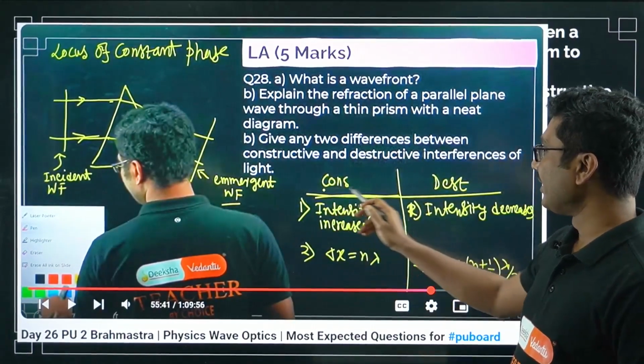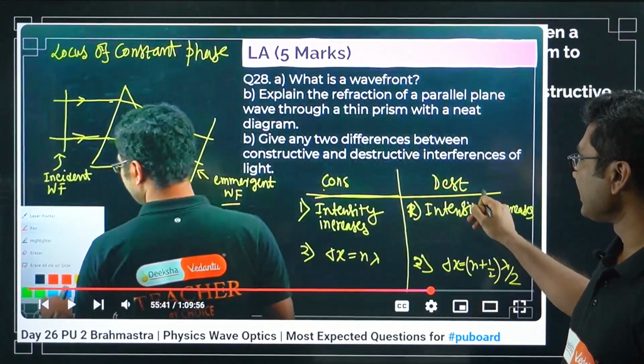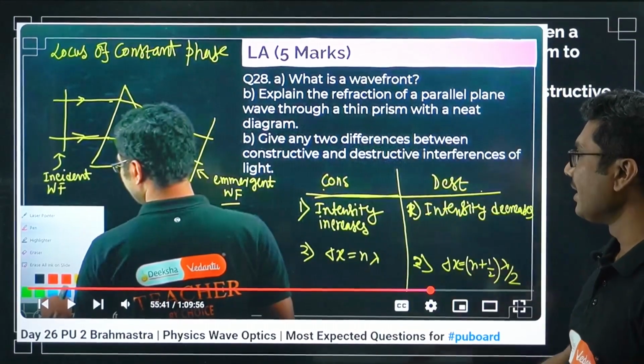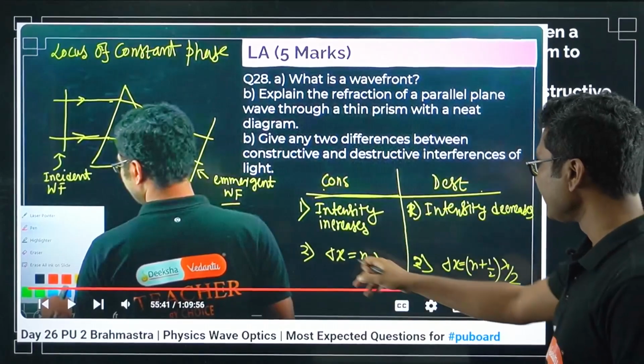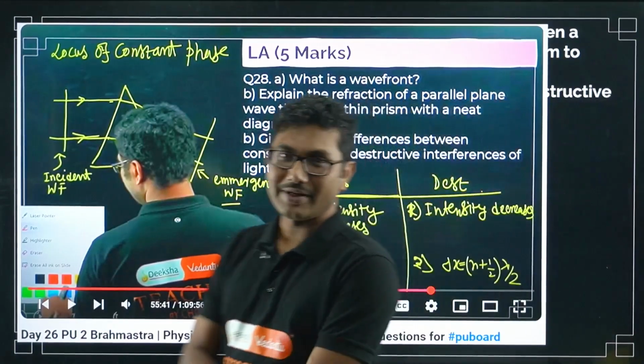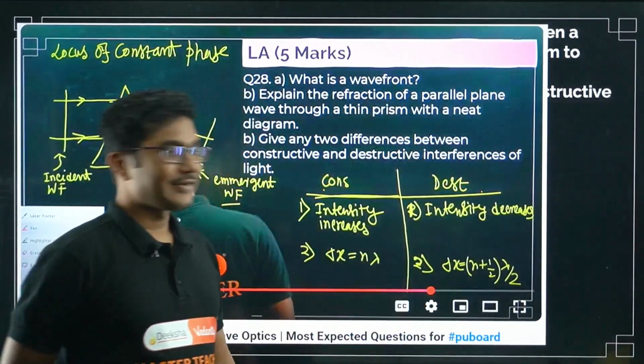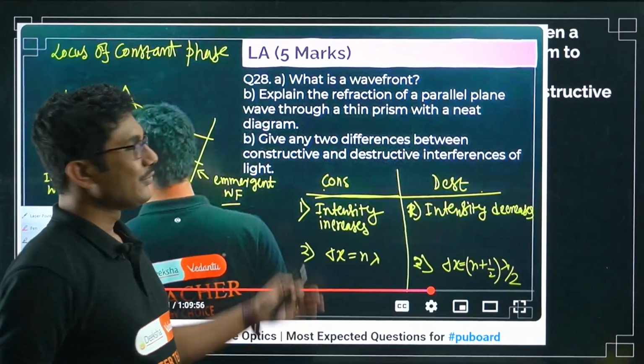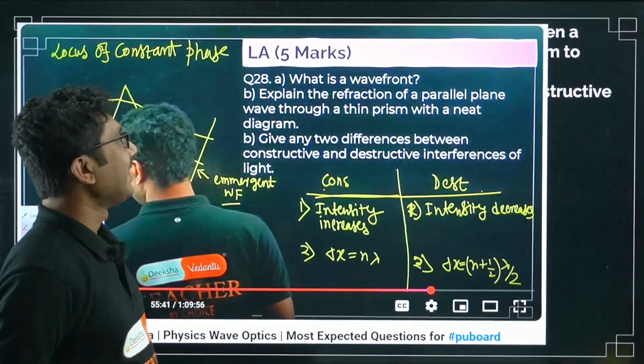Okay, the difference between constructive and destructive interference. That's how I have written it. So intensity increases, intensity decreases, condition for constructive interference, condition for destructive interference, everything is written here. So you could check that video as well, right?